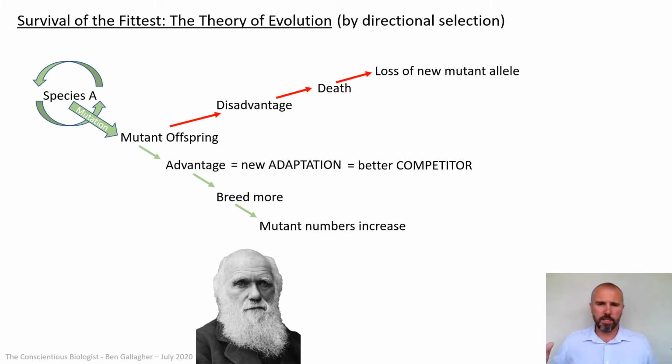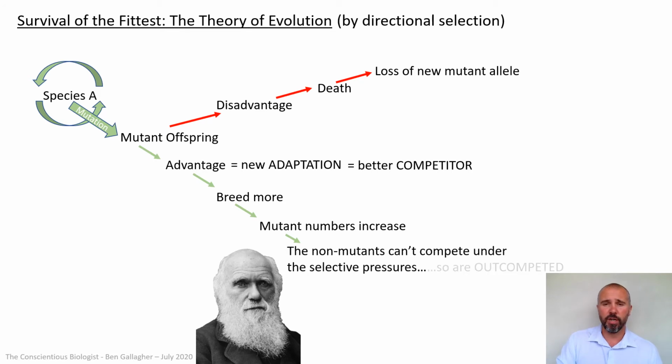Now, with more mutants in the next generation with that advantage, they're all going to breed more than the original one and increase it again. So that increase just keeps going. Every generation you get more and more of the offspring of the mutants as they are better able to compete. Now, if that goes on for long enough, then the non-mutants, the original species A, can't compete under the selective pressures, so they're outcompeted.